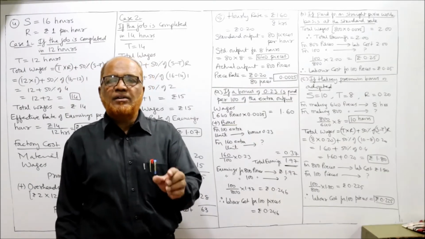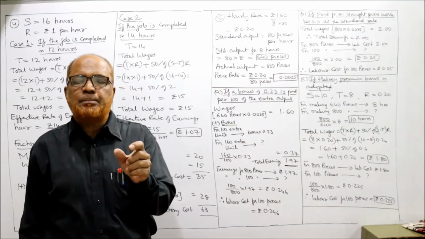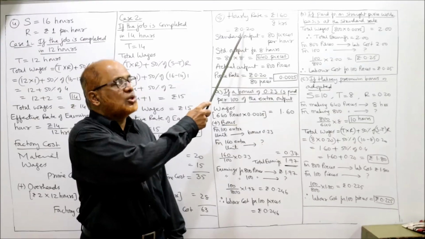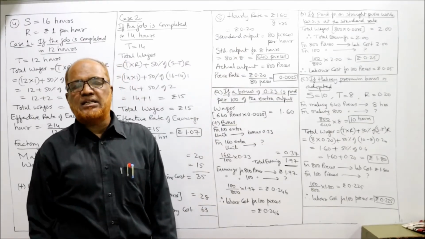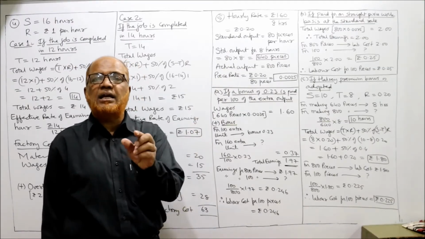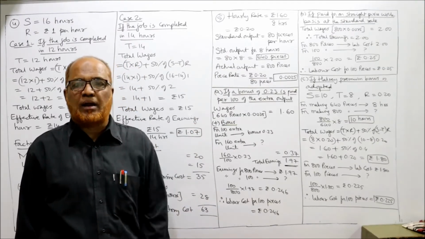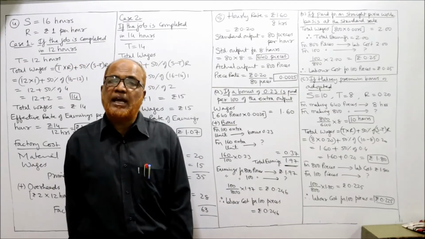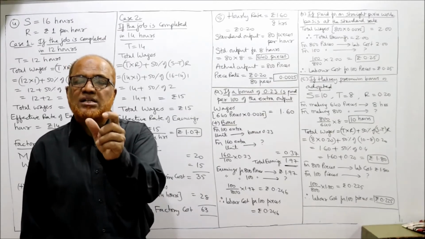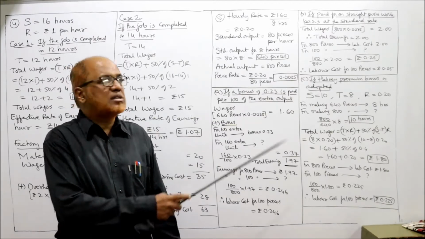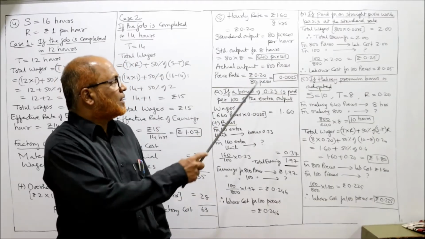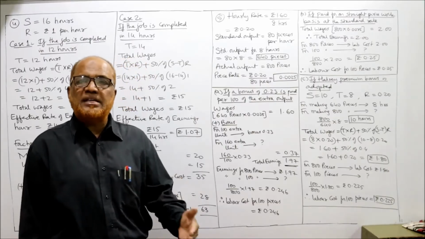Hourly rate: the worker is paid 1 rupee 60 paisa for 8 hours. So per hour it will become 0.20. 1.60 divided by 8, 0.20 is the rate per hour. Secondly, standard output is given in the problem as 80 pieces or units per hour. Now the standard output for 8 hours: 8 into 80, 640 units is the standard output. Actual output he has made is 800 units.